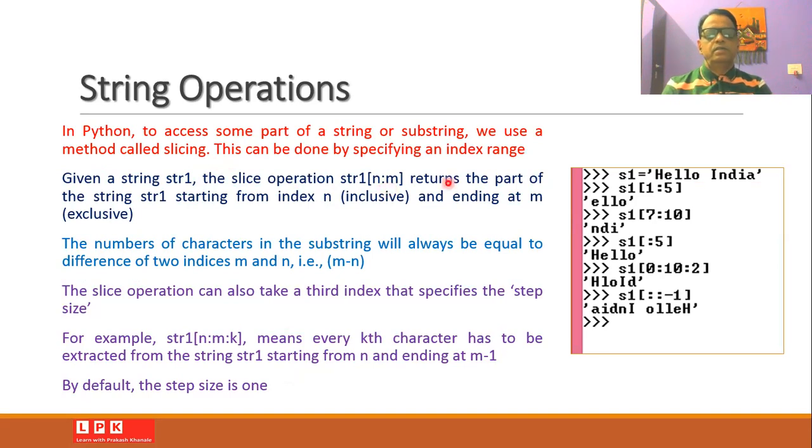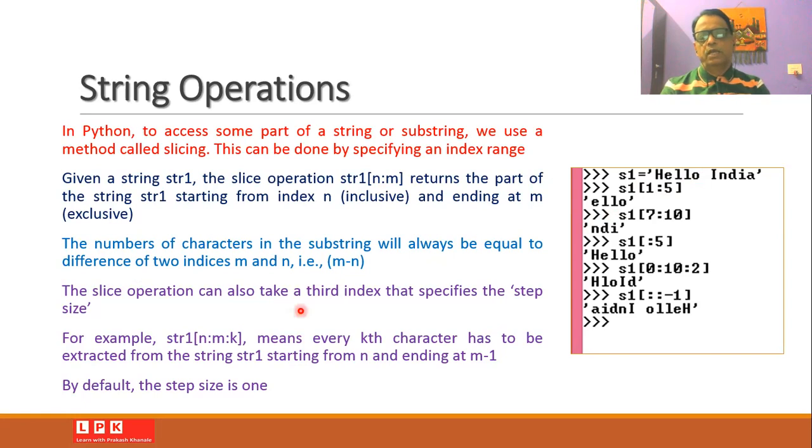That is, it will return the part of string1 starting from the index n inclusive and ending at m exclusive. So for example, if I have a string S1, "hello India", and if I write S1[1:5], then you will find that I will get the result "ello". The number of characters in the substring will always be equal to the difference between the two indices m and n, that is, m minus n.